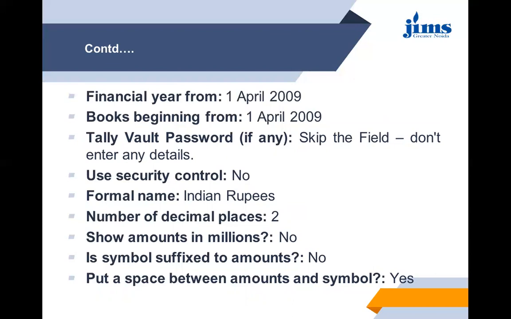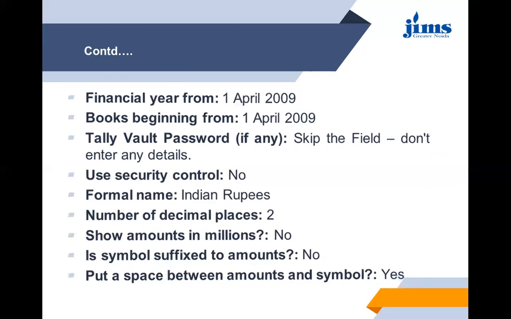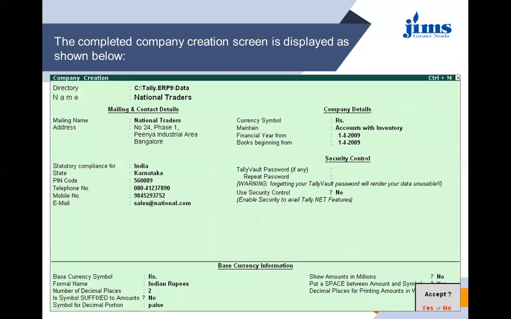Use security control as no. Base currency: formal name Indian rupees, number of decimal places 2, show amounts in millions, no. Is symbol suffixed to amounts, no. Put a space between the amount and symbol, yes. So this is the complete company creation screen which is displayed and it is shown below.